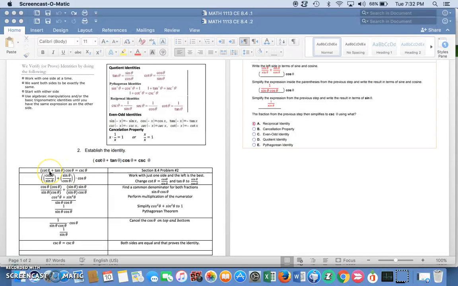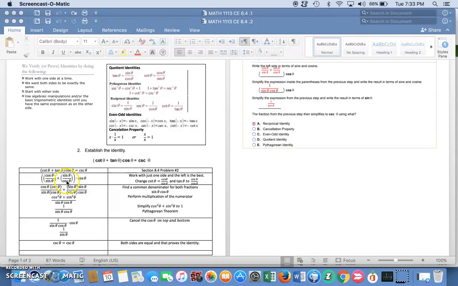sines and cosines. Well, cotangent is cosine over sine. Tangent is sine over cosine. So those have been changed, and then times that cosine. All right, what's going to happen next? You need to get a common denominator right here.